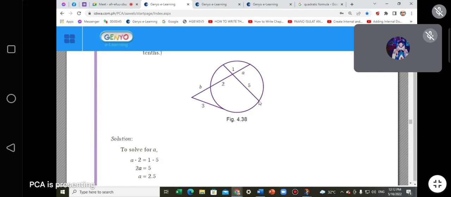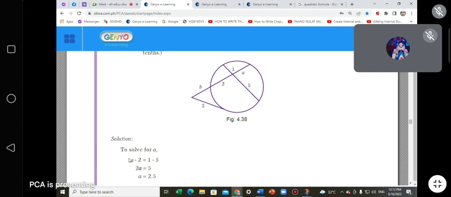So you are actually looking for letter A. Don't get confused. You cannot solve 2 letters in algebra at the same time. You can, but that is already a system of equations. It's hard. So for this one, it's one at a time. A theorem that will help you is actually two chords intersecting each other. So this one is 1 times 5 equals A times 2.